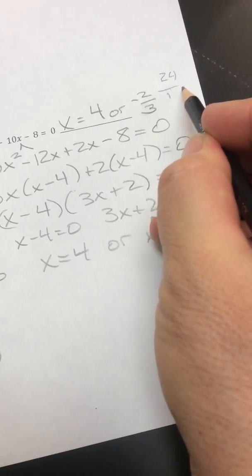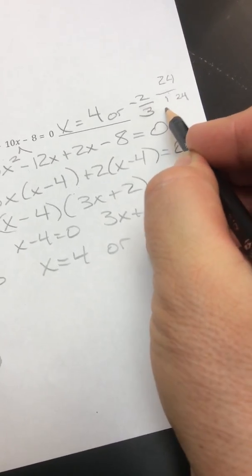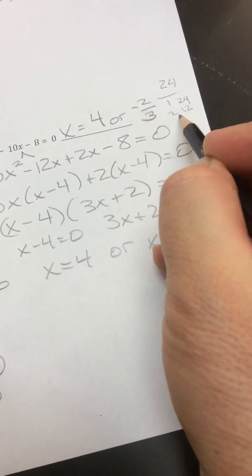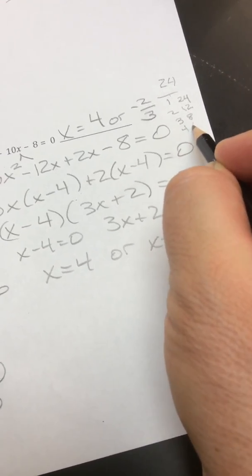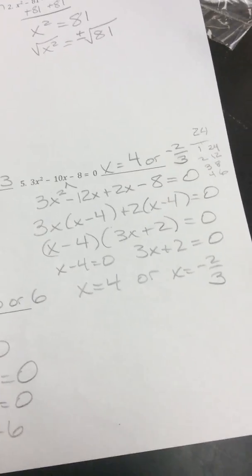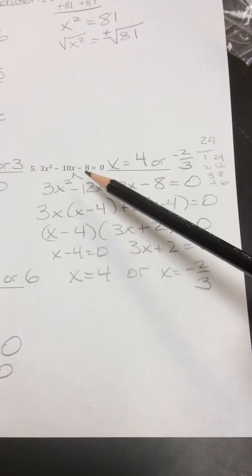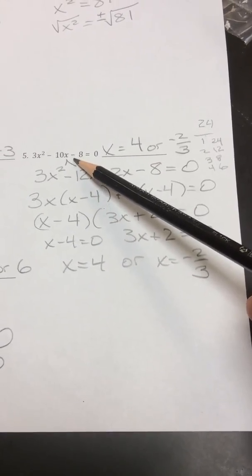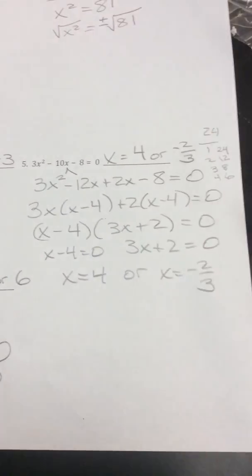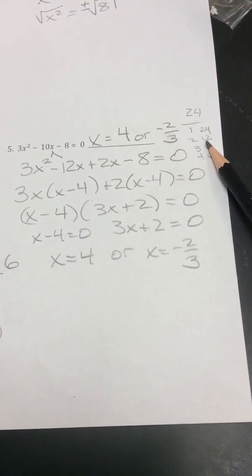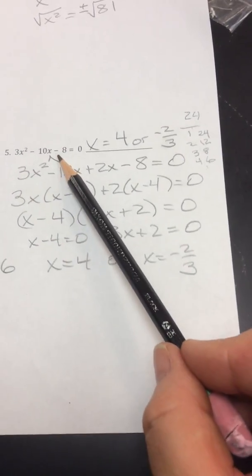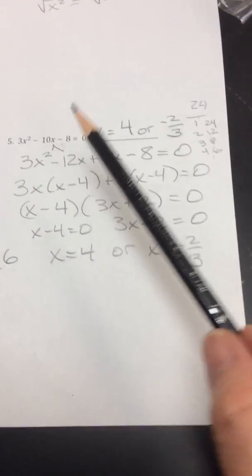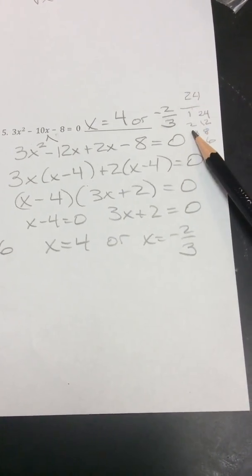Sorry, I can't really see what I'm writing here. 1 and 24, 2 and 12, 3 and 8, 4 and 6. I need to find those two factors that have a difference of negative 10. So that's this 12 and 2 right here, right? The 6 and 4 give me 10, but I can't add them. It says here I have to take the difference. So I'm going to have to use a negative 12 and a positive 2.